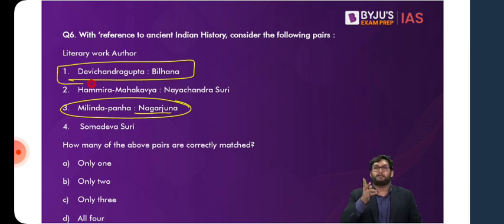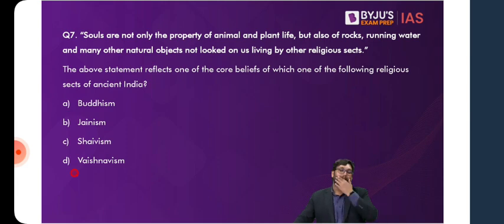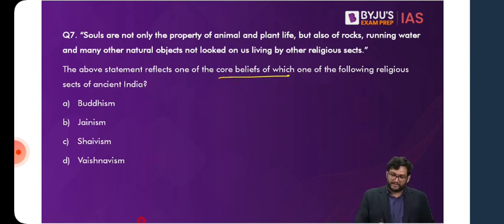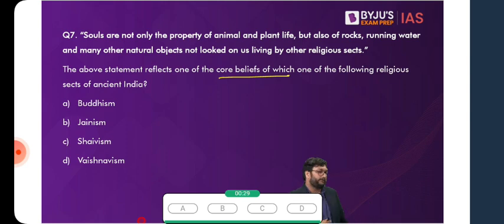Yes, this is the last question I will do with you. Souls are not only the property of animals and plant life, but also of rocks, running water, and many other natural objects not looked upon as living by other religious sects. The above statement comes from which religion? I want everybody to give the right answer. This is a very, very easy question. The concept of everything having a soul. Come on. Last question. After this, I give you the strategy and then I will leave you. Sorry for extending and taking 20 minutes, but why not?